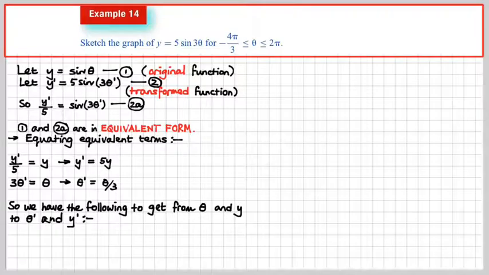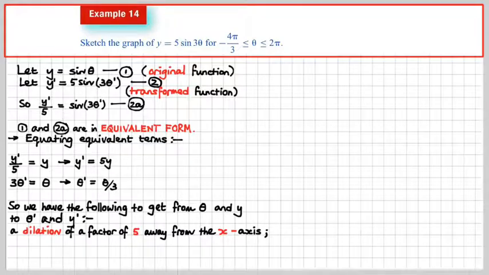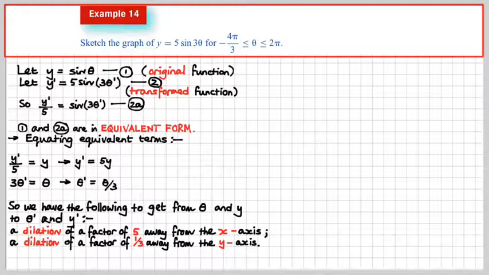We have got the following. We've got a dilation of a factor of 5 away from the x-axis because y dashed is 5y. And also we've got a dilation of a factor of a third away from the y-axis because the theta is only a third of its normal size, compressed into a third of its normal size. So the amplitude is 5, and the period is 2 pi over this number, 2 pi over 3. That tells us a lot.